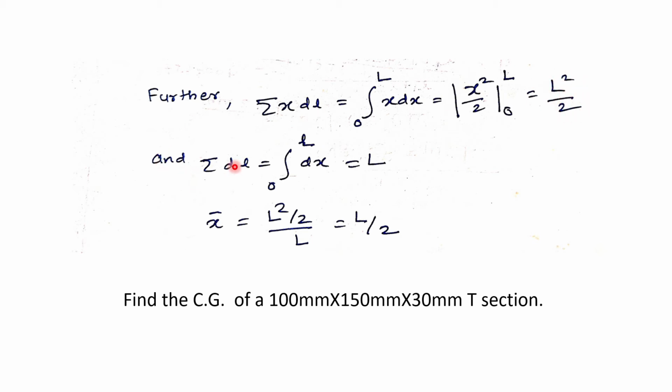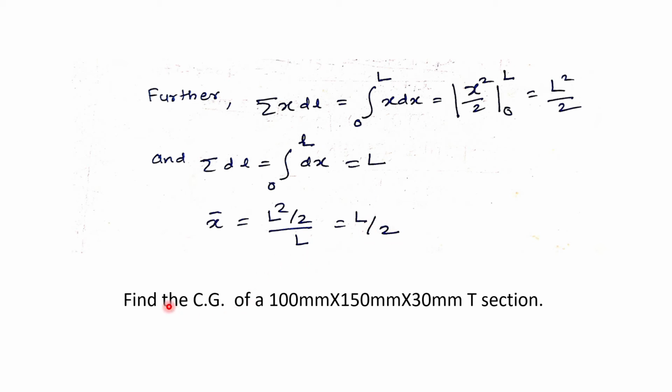Now similarly, for sigma dl over the entire length from 0 to L, we get the length as capital L. Replacing those values of sigma x dl divided by sigma dl into the main formula, we get L square by 2 divided by L, and simplifying, L will get cancelled, and we get the CG of this particular wire at half of its length.